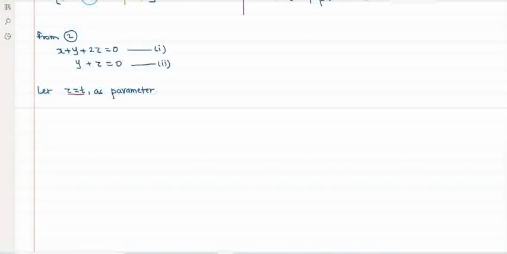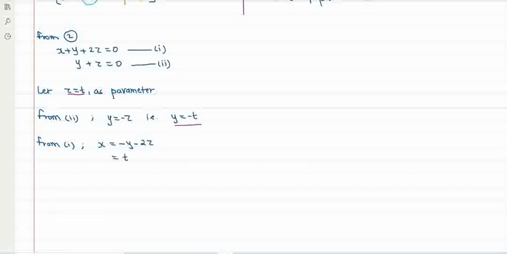From equation 2, how can you write y? y is equal to minus z. That means y is equal to minus t. That is the second variable. Next, from equation 1, x can be written as minus y minus 2z. Minus y means plus t because y is already minus. Minus 2 times t, that becomes minus t, right?